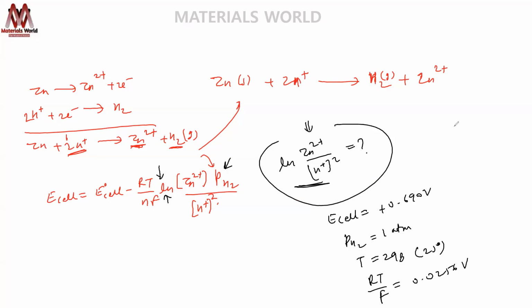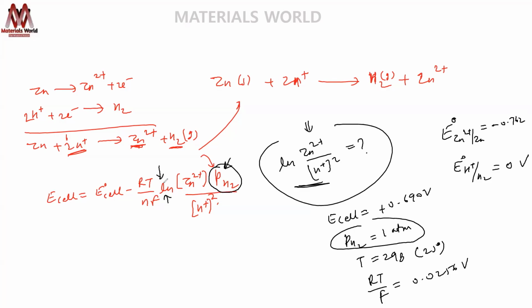And the standard potential for both electrodes is also given. For Zn2+ it is minus 0.762 with respect to the standard hydrogen electrode, and E naught for hydrogen is 0. As you all know, it's a reference. The PH2 is given as 1 atm, so this is not a factor, it becomes 1. This is what they are asking to calculate, and everything is given. Just put in the values and you will get your answer.